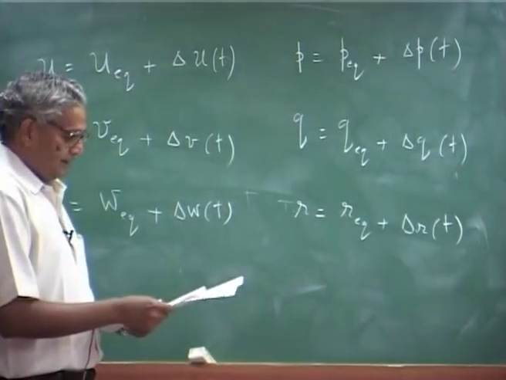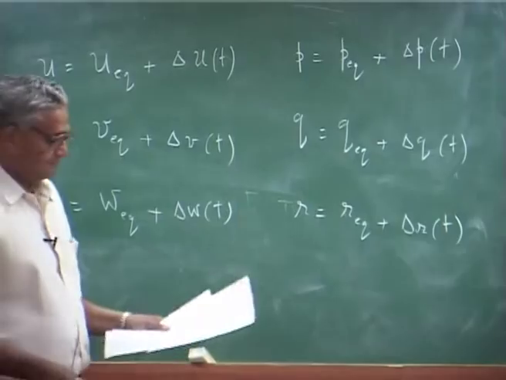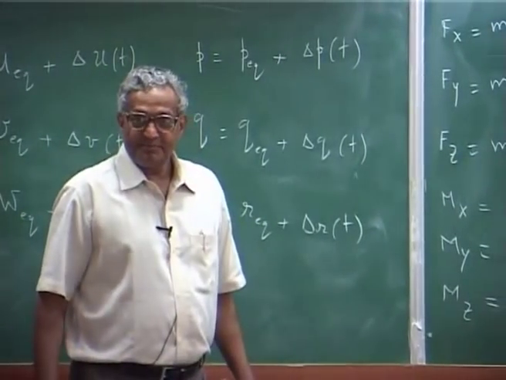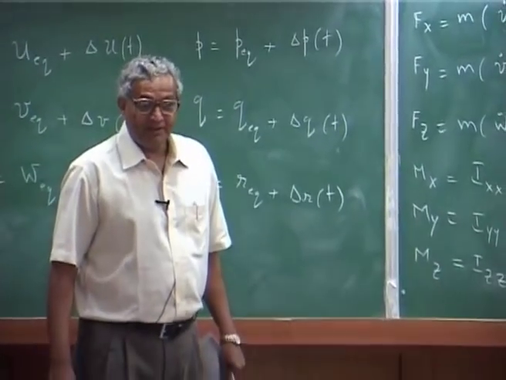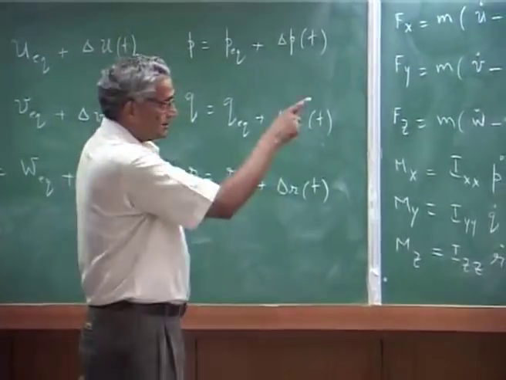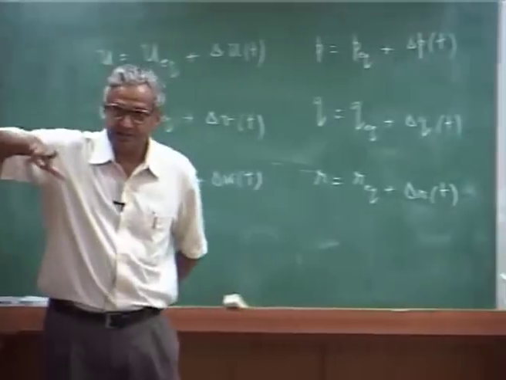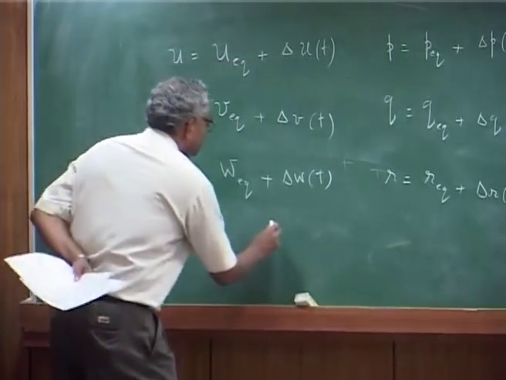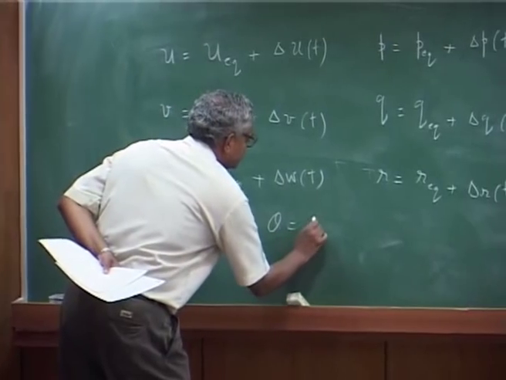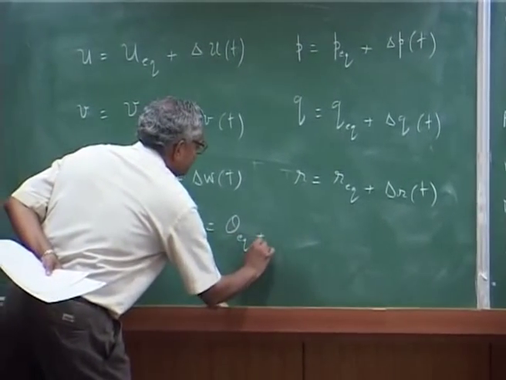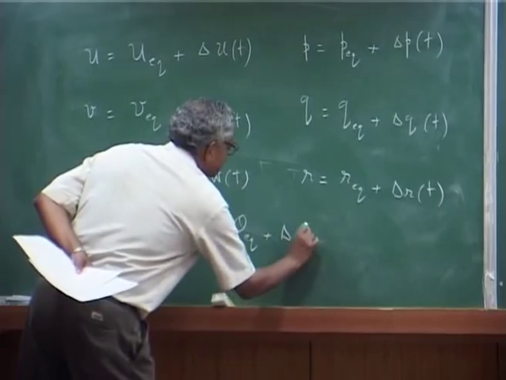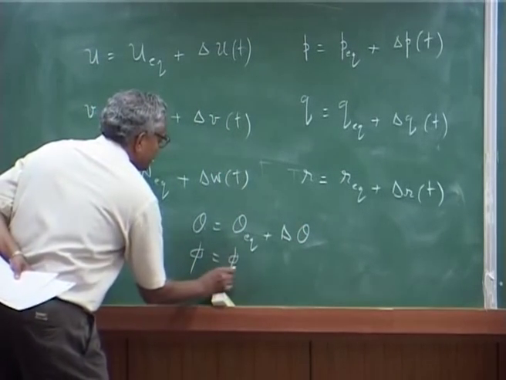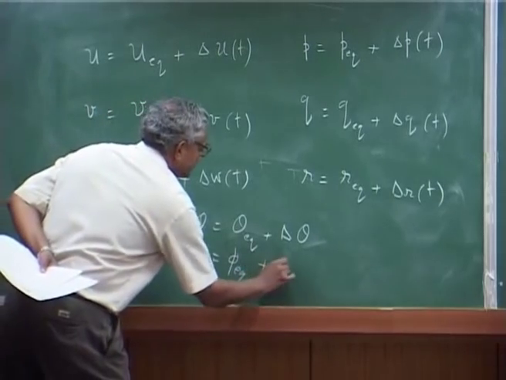Okay. Then you need to have also your theta equilibrium, phi equilibrium, because theta and phi are the orientation of the vehicle. So, I will have theta is theta equilibrium plus maybe delta theta, and phi, which is the phi equilibrium plus delta phi.